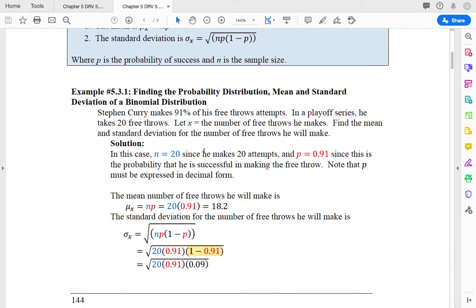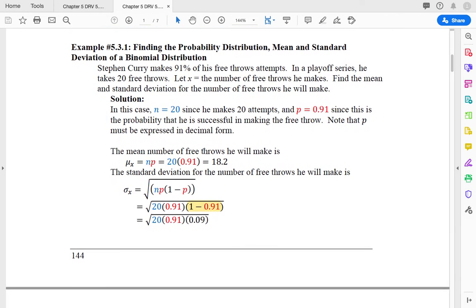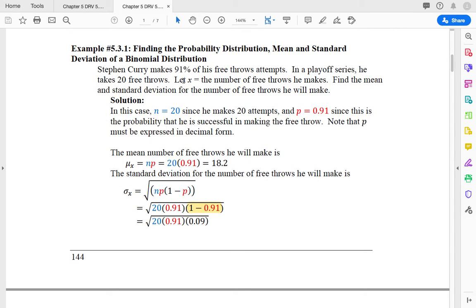So for example, if we wanted to find the probability about Steph Curry making free throws, those of you that are basketball fans probably realize that Steph Curry is a very good free throw shooter. He makes about 91% of his free throw attempts in general. And so in this case he's going to take 20 free throws in a playoff series, and x is the number of free throws that he makes.